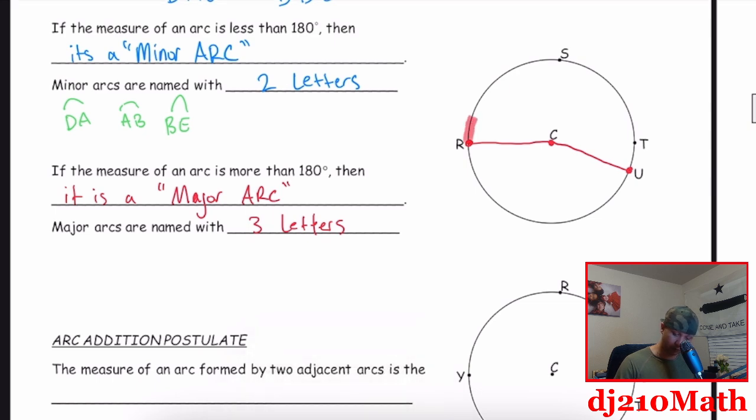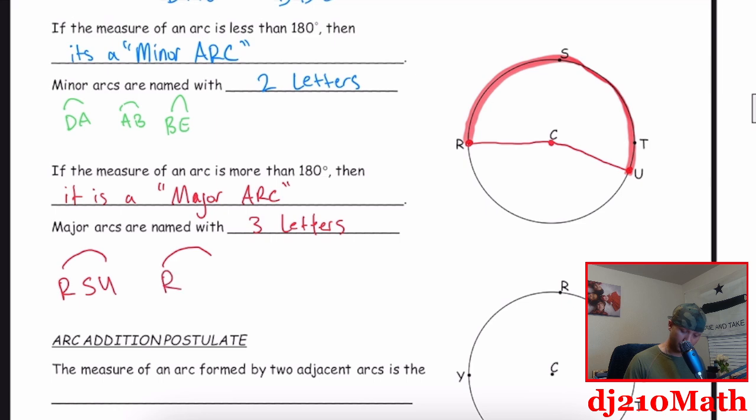All right, so we have to go the long way, right? More than a semicircle. So we would call this arc RSU, arc RTU are some examples. Now, notice it has to go more than 180. That's the big one. Now, it could be 180 as well, but 180 is a semicircle. More than 180 is a major arc.